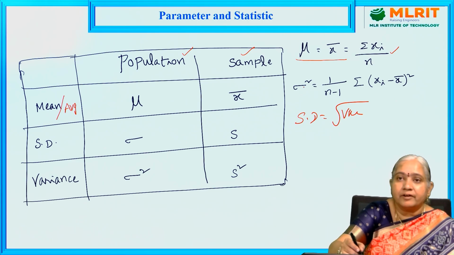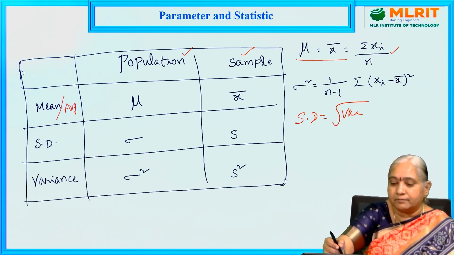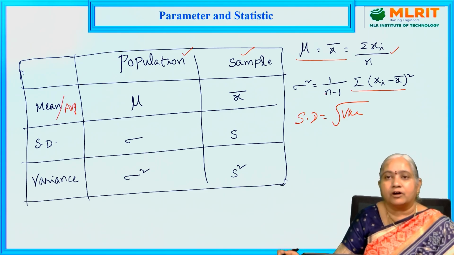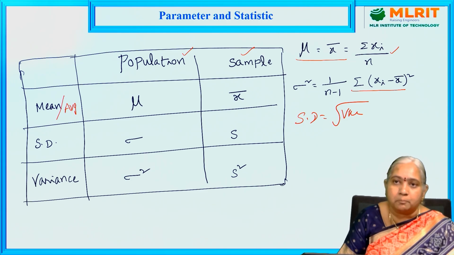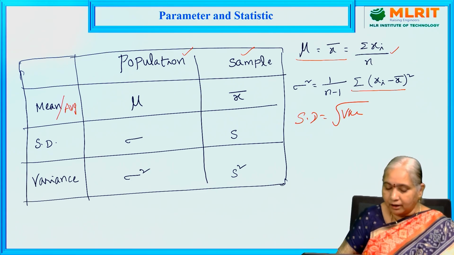And sigma square is the variance. The formula is 1 by n minus 1 into summation xi minus x bar whole square. This is the sum of the squares of the mean deviations, and n is the number of observations in that sample or population.